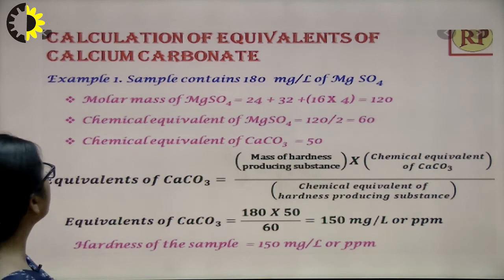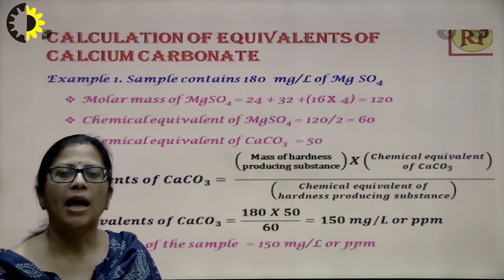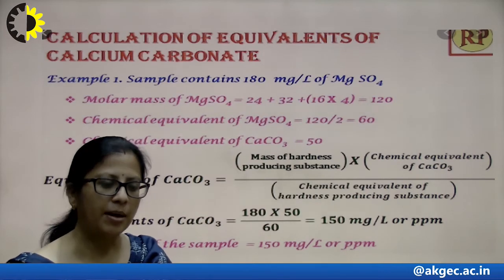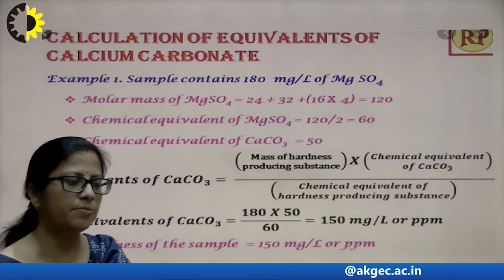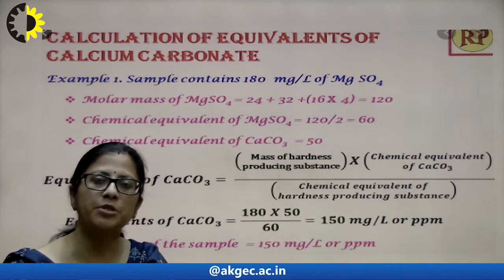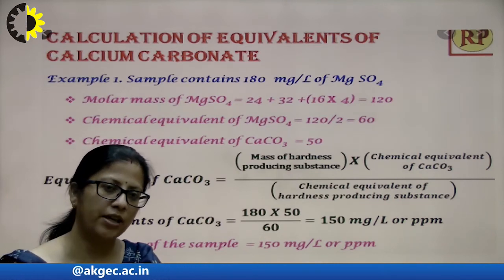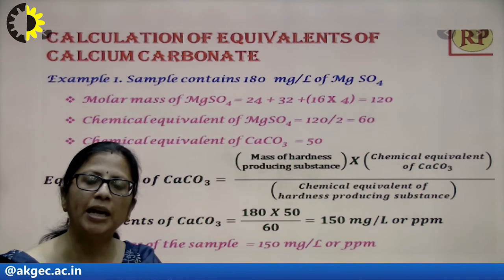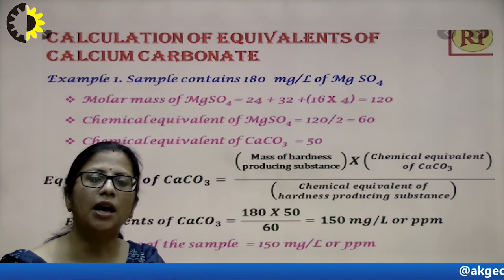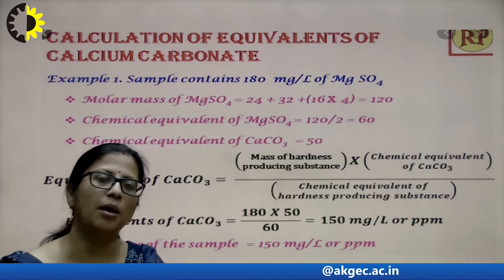Now, calculation of equivalence of calcium carbonate. I cannot individually take the hardness of calcium sulphate. If I am taking a water sample and it contains calcium sulphate, magnesium sulphate, calcium chloride, then the hardness produced by calcium sulphate will not be equal to the hardness produced by magnesium sulphate. So, in order to make a common factor, a common ground for all, we have to convert the hardness in terms of equivalence of calcium carbonate.